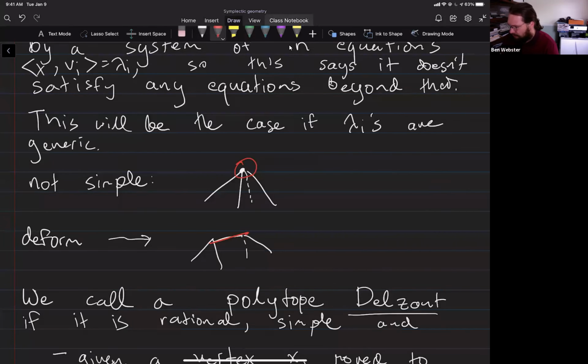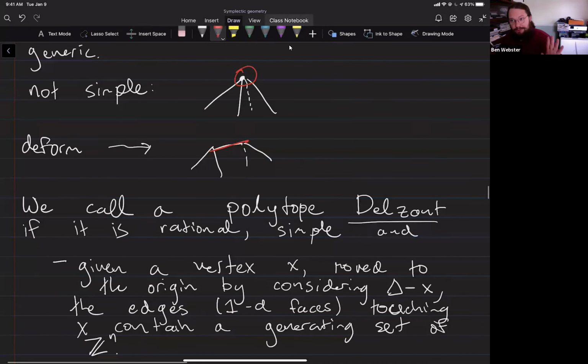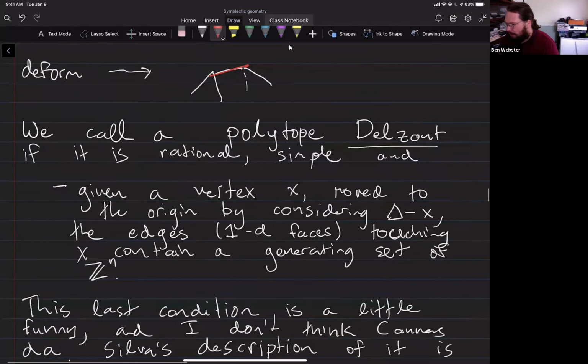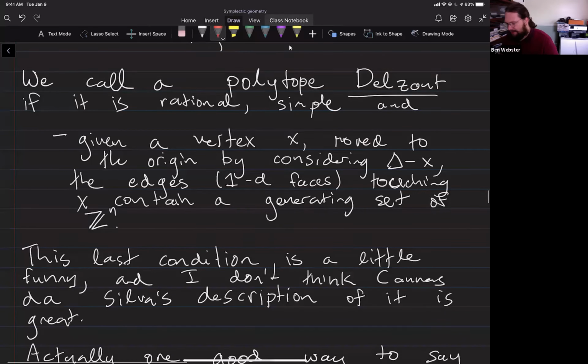All right, cool. So for the moment, that's just a condition that a polytope might have. It might be rational, might be simple. We call a polytope Delzant if it is rational, simple, and there's one extra condition which we call smoothness.